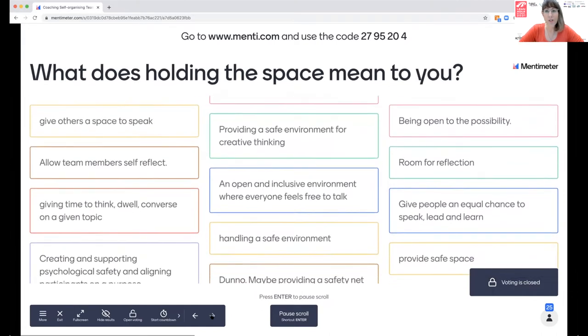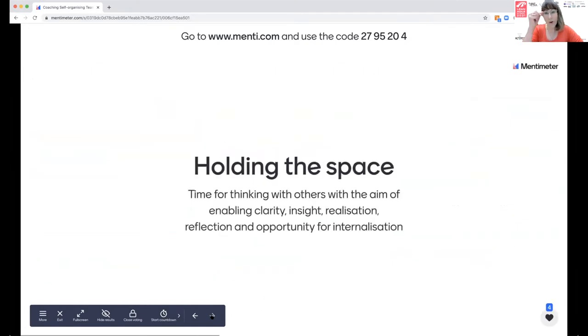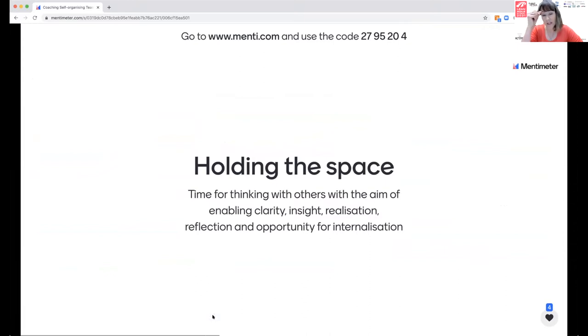Okay, so Charlotte, you want to go on to the next slide, which is our working definition of holding the space. And essentially, you covered all of these things in the comments that you gave. So I'm not going to make any further comment on the definition. All I will say is that holding the space is enabling that dialogue that allows the surfacing of assumptions, and it allows the opportunity for people to actually get to know each other and have better communication.